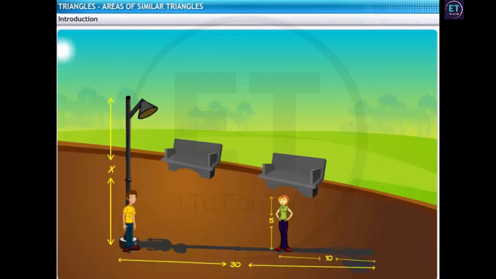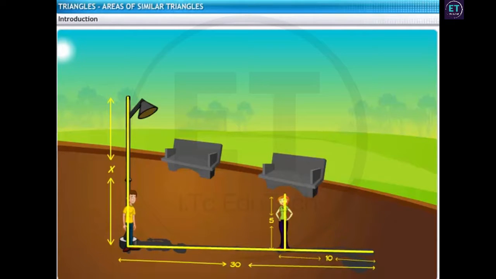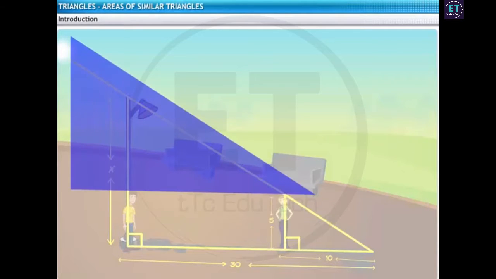If you observe the positions of the lamppost and Anita, they are both standing vertical to the ground. Both form a right angle with the ground, in other words, are perpendicular to the ground. The rays of the sun passing through the lamppost and Anita make a common angle and also define the lengths of their shadows. As you can see, two triangles are formed. Now, are these triangles similar?